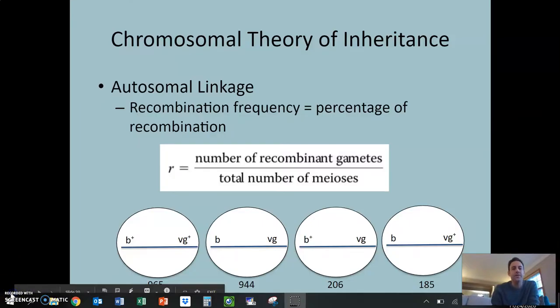So once we have these results, we can actually use this to do something kind of interesting. We can use this to get a sense of where these different alleles are located with respect to one another on a chromosome. To do that, the first thing we need to do is calculate what is called the recombination frequency. That is the percentage of recombination. And it's a very simple calculation. You simply take the number of recombinant gametes divided by the total number of meioses.